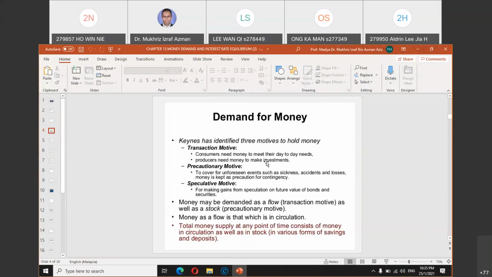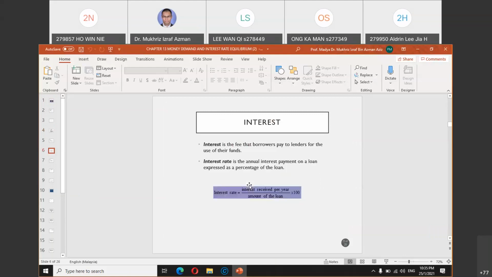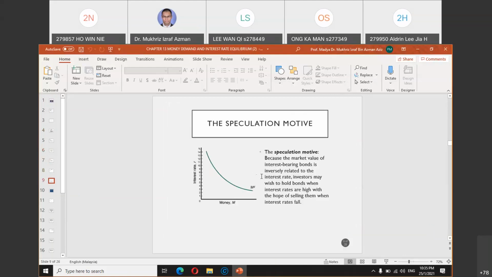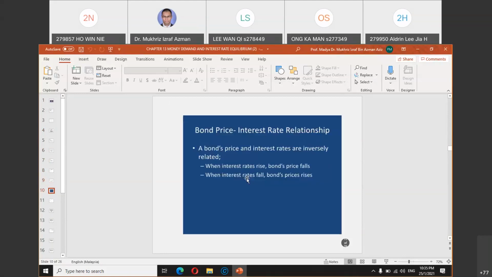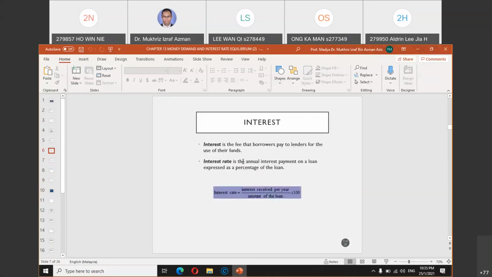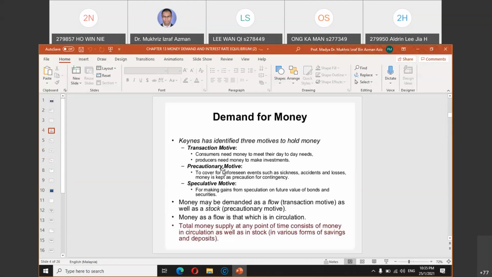For topic 13, you have the demand for money. I think you were also tested on this in your quiz. What is transaction, what is precautionary, what is speculative. But I think most of the questions will come on the concept of money supply, and also how you understand the three motives: transaction, precautionary, and speculative.